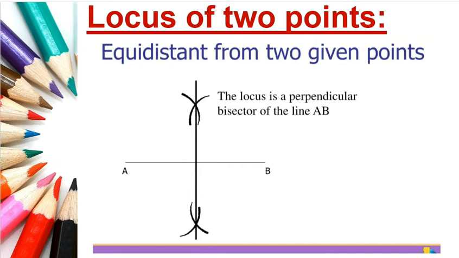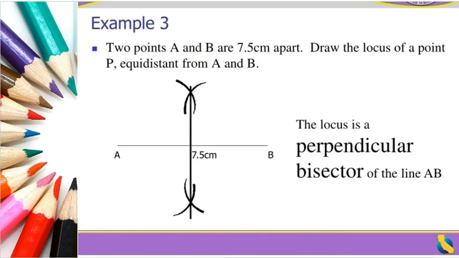Remember, the measurement will not be given in the question for the perpendicular bisector. We will open our compass more than half of the line and mark arcs from both points above and below the line. And then we will join the intersecting points of these arcs by means of a straight line. As here we have an example, 2 points A and B are 7.5 centimeter apart. Draw the locus of a point P equidistant from A and B. So in this condition, we will draw a perpendicular bisector of the line AB.